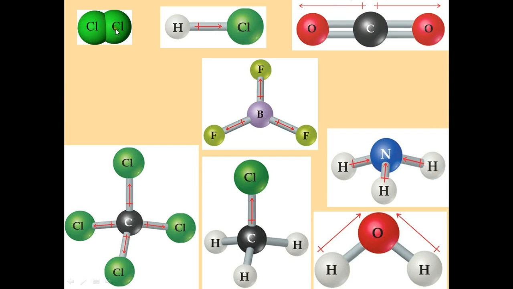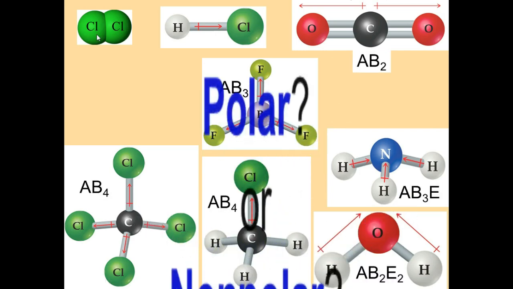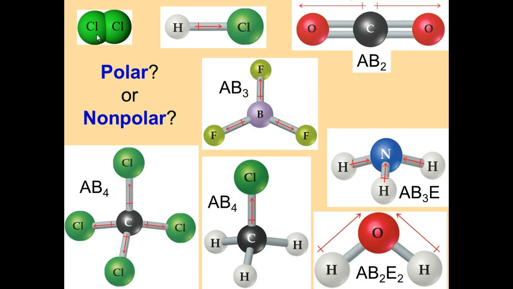So we have Cl and Cl again. Diatomic elements are always nonpolar because they're pulling on themselves with the same amount of force. So this is definitely nonpolar. Here we have HCl, so hydrochloric acid, and you can definitely see this dipole pulling towards the chlorine, so this is definitely polar.